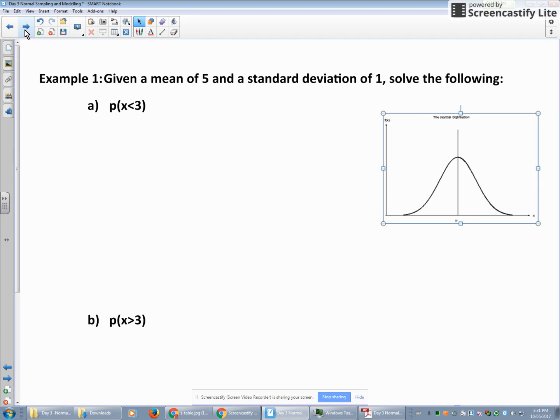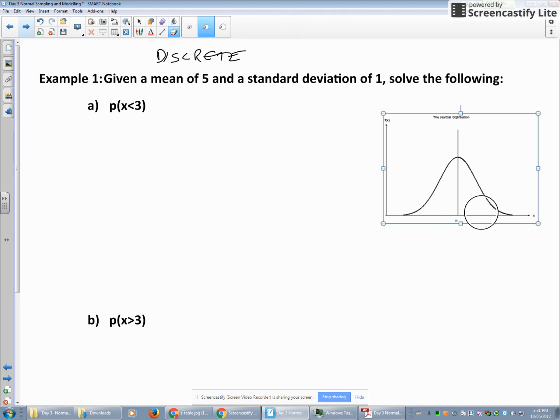So if we apply that, given a mean of 5 and a standard deviation of 1, solve the following. We're assuming here that we have discrete data. This is the assumption. It doesn't say it, but because this is under the discrete section of our course, that's why we're assuming it's discrete data. We're asking for a probability of x being less than 3. So we've got some value of x is 3.